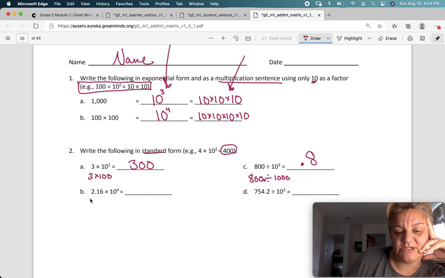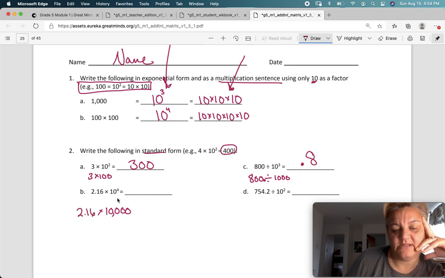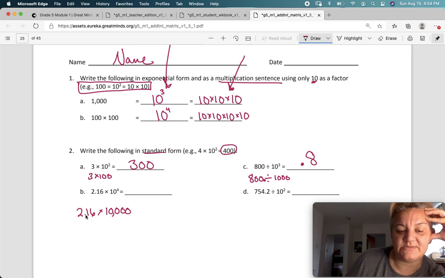Next one, 2.16 times 10 to the 4th. Okay, 10 to the 4th is the same as saying 10,000. Okay. So 2.16 times 10,000, which is 4 spaces. And we're making it bigger because it's multiplication. So I'm going to move this over 1, 2, and I'm going to add 1, 2, 3, 4. Okay. So my new answer is 21600. And my decimal point is all the way over here now.